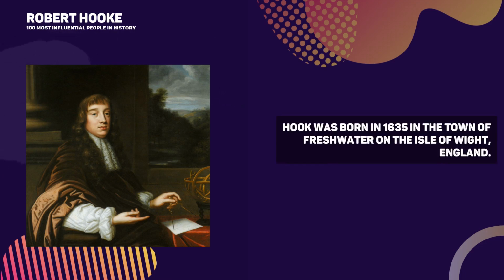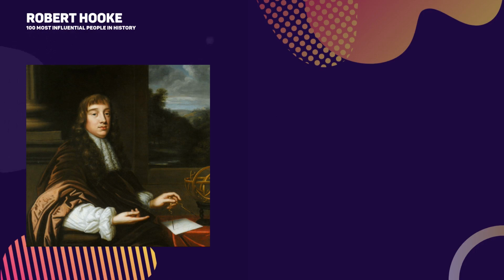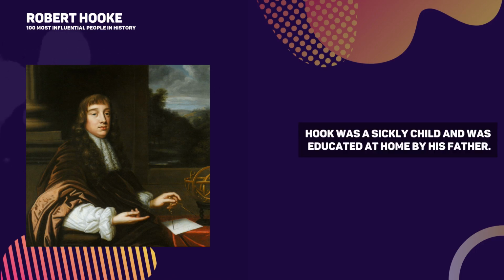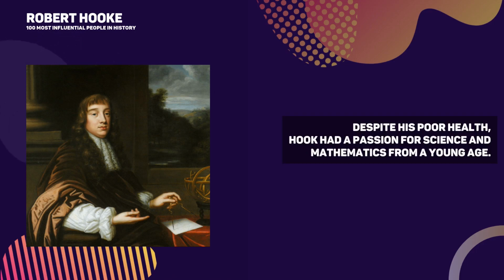Hooke was born in 1635 in the town of Freshwater, on the Isle of Wight, England. He was the son of a church minister, and grew up in a religious household. Hooke was a sickly child and was educated at home by his father. Despite his poor health, Hooke had a passion for science and mathematics from a young age.